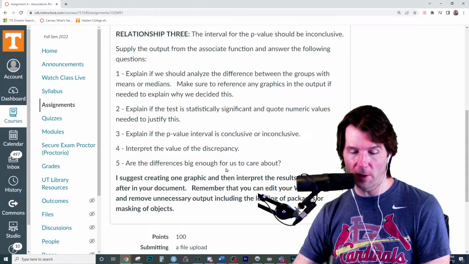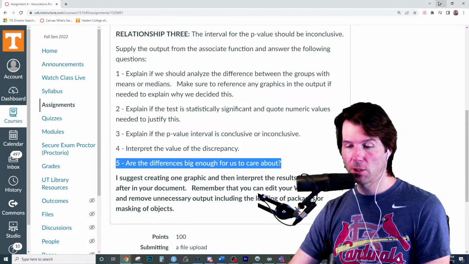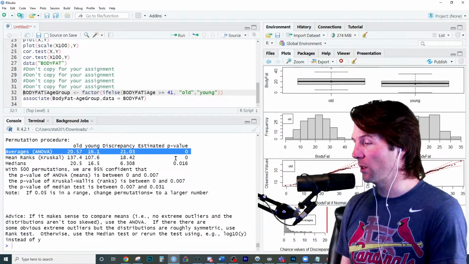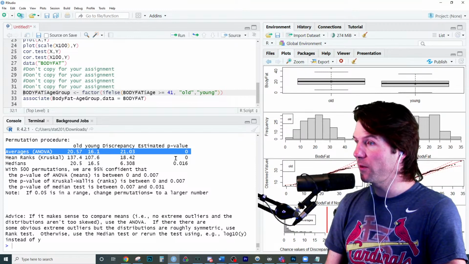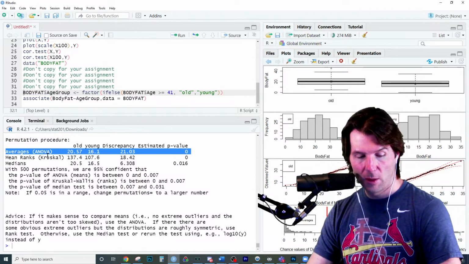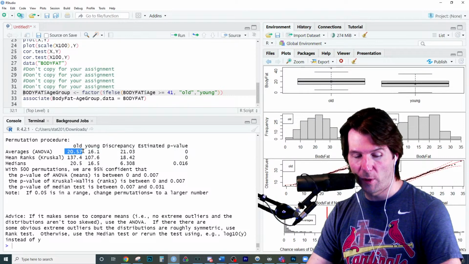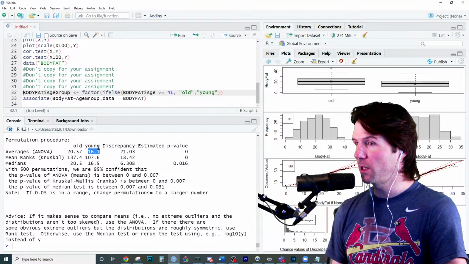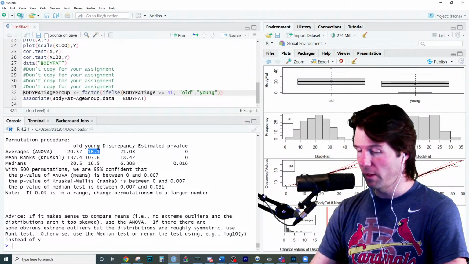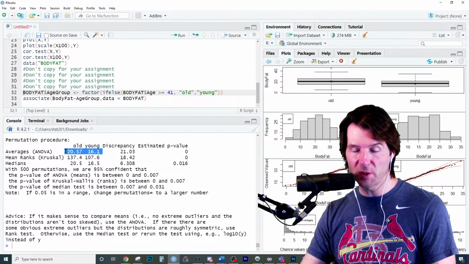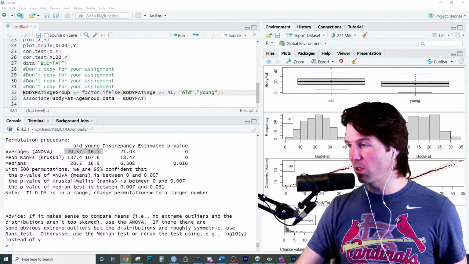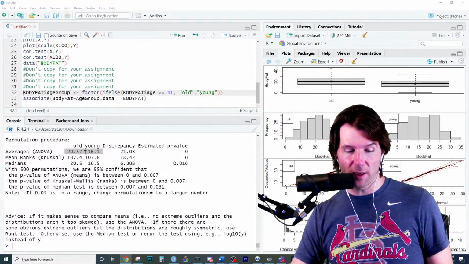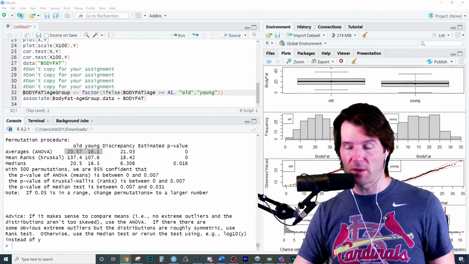And the last question right here: are the differences big enough for us to care about? So if I wanted to ask that, what should I do to the numbers? This is just like your pivot table assignment, because now we're saying old people have a body fat of 20.57, young people have a body fat of 16.1%. Are the differences big enough for us to care about? What do you think I should do to these numbers? Last question here for 1,000 points. I need some help on this. What would be a good thing for somebody to do to talk about, do I care about this difference? So old people have an average body fat of 20.57. Young people have an average body fat of 16.1.